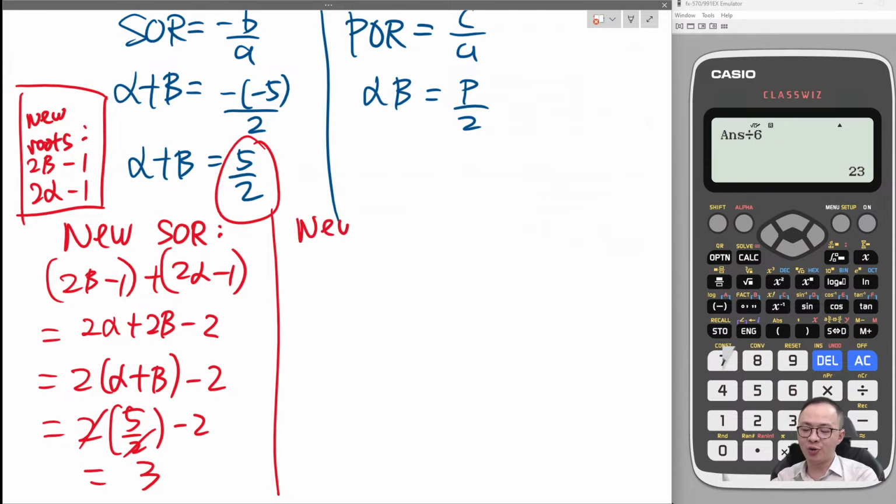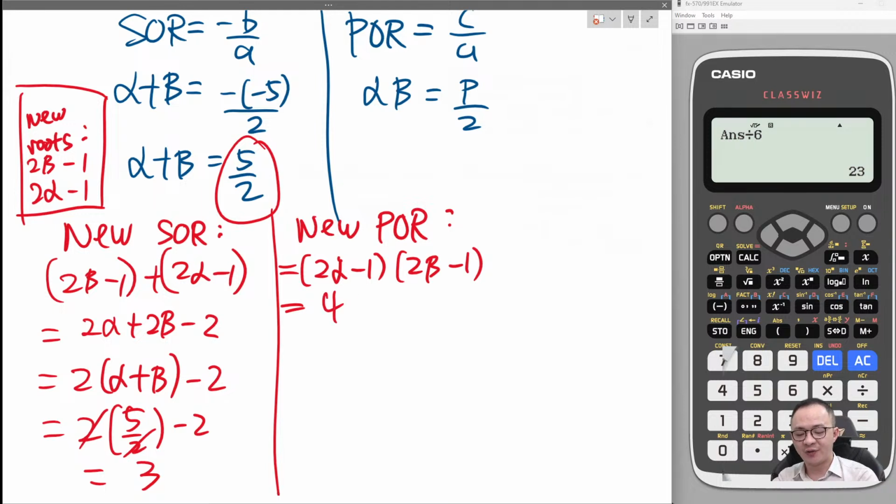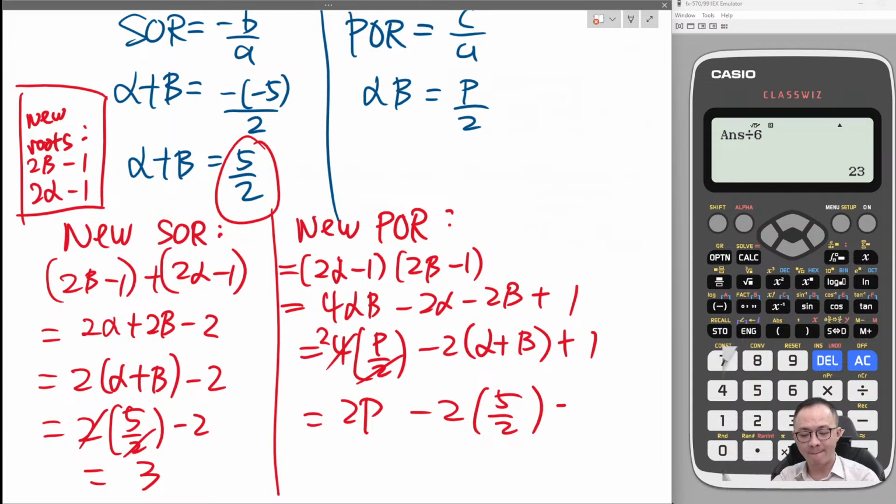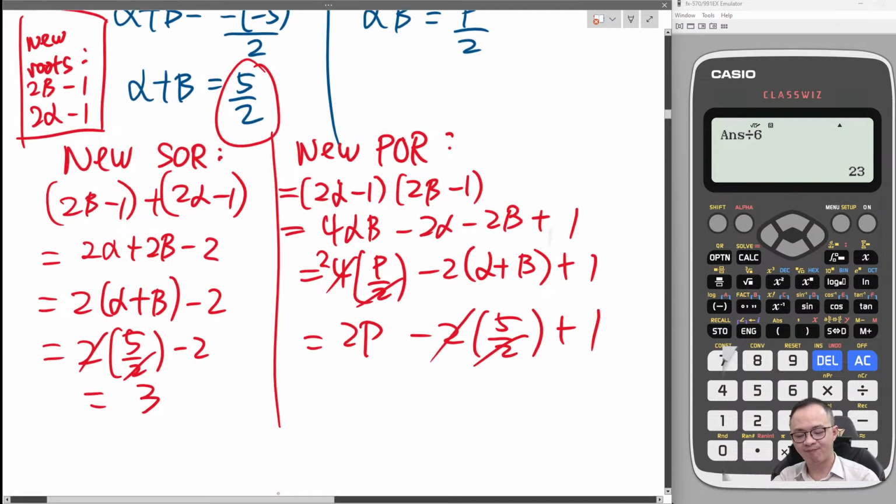I will do the new product of root here. So it's 2 alpha minus 1 multiply 2 beta minus 1. So it's 4 alpha beta minus 2 alpha minus 2 beta plus 1. Alpha beta is p over 2. Take out negative 2, this is alpha plus beta. Cut. This is 2p minus 2. Alpha plus beta is 5 over 2, plus 1. Cut. This is 2p minus 4.